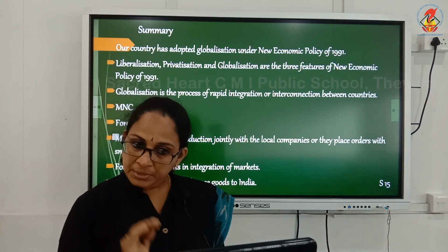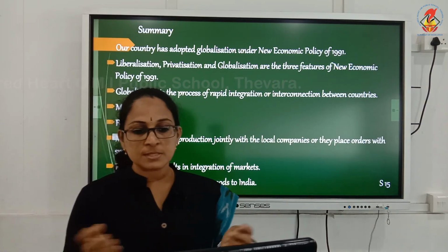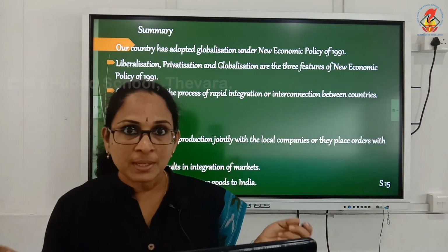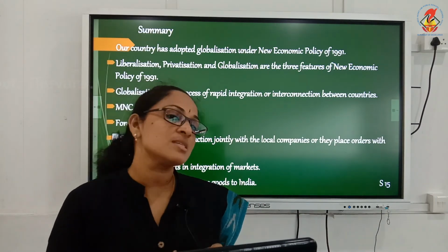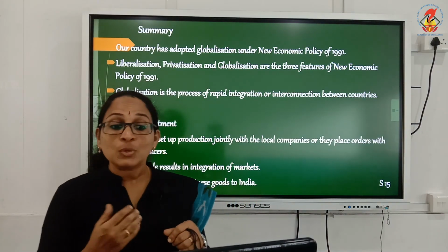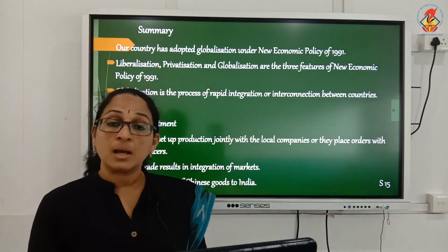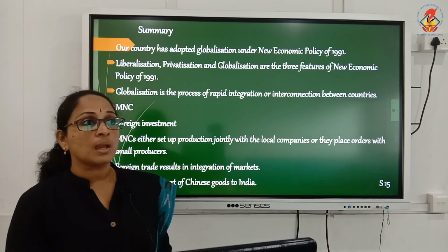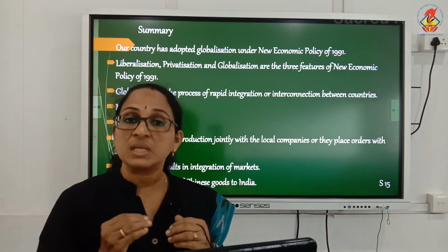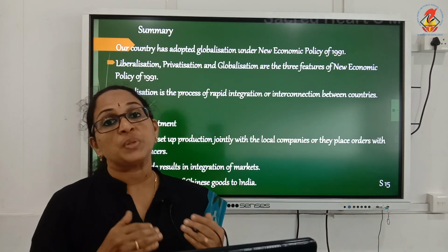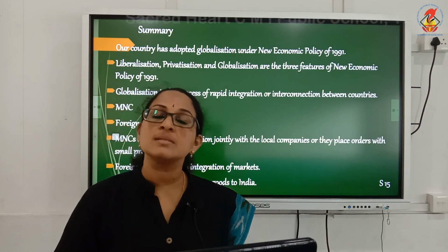Foreign trade results in integration of markets. Even though the producers are separated by miles, they start to compete with each other, making changes in their products. Effect of the import of Chinese goods to India: Chinese goods have high demand in India, children, and local or domestic producers were hit by this import of Chinese goods. We'll continue in the second part.